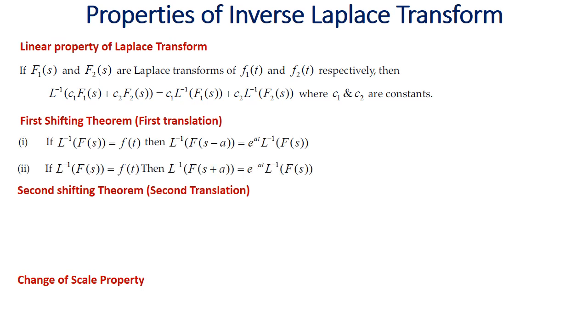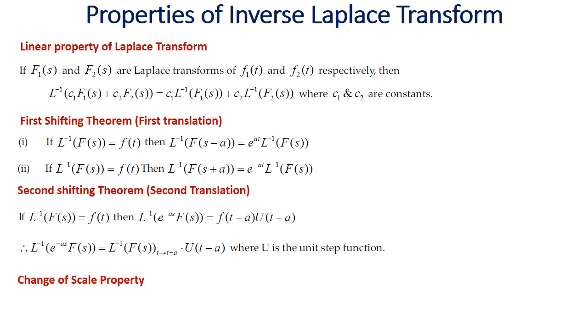Next, we are going to see the first shifting theorem. If L inverse of F of s is equal to f of t, then L inverse of F of s minus a is equal to e to the power of at times L inverse of F of s. Similarly, L inverse of F of s plus a is equal to e to the power of minus at times L inverse of F of s. For the second shifting theorem, if L inverse of F of s is equal to f of t, then L inverse of e to the power of minus as F of s is equal to f of t minus a times u of t minus a.